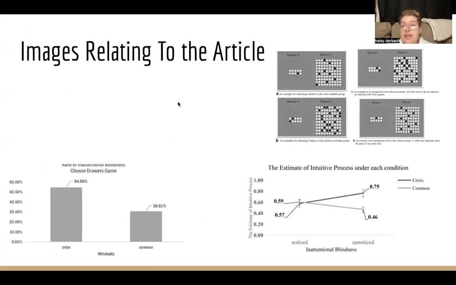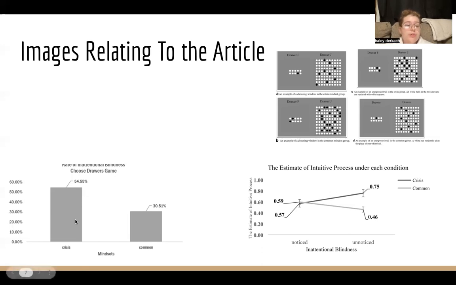So here are some images that I pulled from the article. Starting off with the way they participated in one of the experiments, they had some participants choose from a drawer, like a game drawer, and they had them make unexpected decisions. Typically the trials were unexpected and they were quick and they had to make a decision. Some of the people were triggered by crisis words, so they felt crisis, and then some of them were just experiencing everyday emotions.